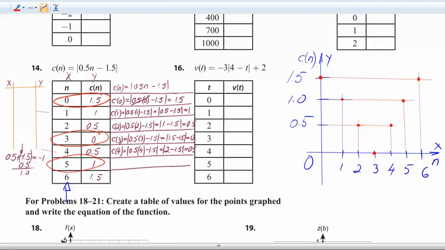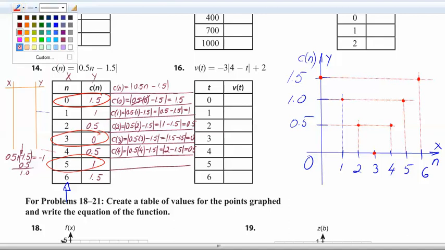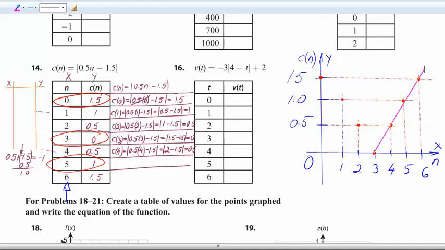Final step, connect your points, right? Because you need to graph the function. Let's use, I don't know, how about purple? You have this branch of your function, and then you have the other one.